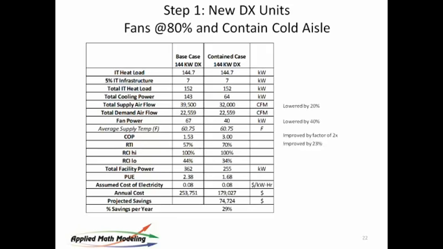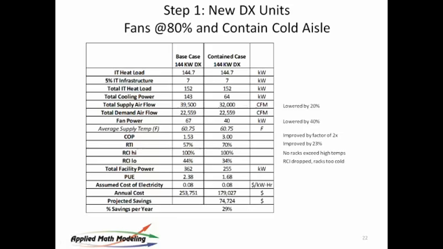RCI low is still too cold. Now, in this case, the reason that RCI actually dropped is, you see in this category we also did some containment. Okay, we contained it and we put in new DX units running at 80%.